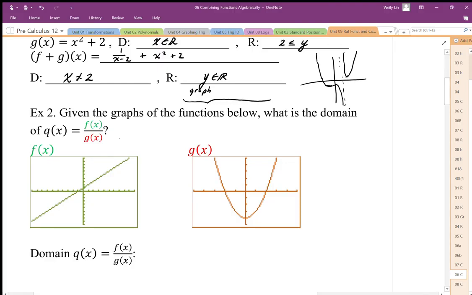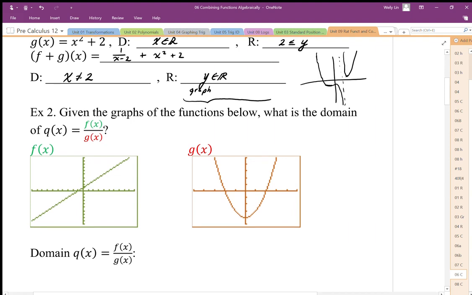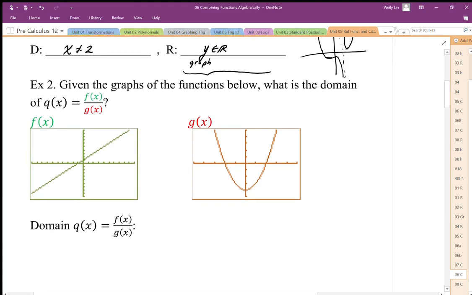So given the graphs of the function, we have f of x, which is a linear function in the numerator, and we have a g of x, which is a quadratic function in the denominator, and we want to determine the domain of the q of x. So here the domain of this is going to be all real numbers, and that's the numerator. Here the domain is all real numbers. However, it is in the denominator, so we have to be aware of where it crosses the x-axis, because this is when the denominator is going to be equal to 0. So if I put g of x equal to 0 in the denominator, I get restricted values.